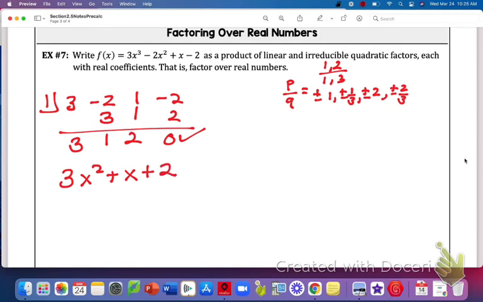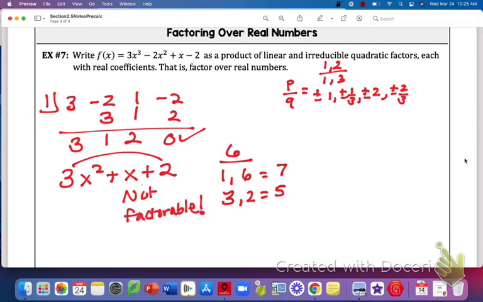Okay, so it wants us to write it as a product of linear and irreducible quadratic factors with real coefficients. So that is a factor over real numbers. So things that we need to think about is, is this factorable? So if I take 3 times 2 and that gets me to 6, are there any factors of 6 that would get me to 1? Well, my only factors of 6 are 1 and 6 and 3 and 2. When I add those together, I get 7 and I get 5. Neither of them make 1. So it is not factorable.